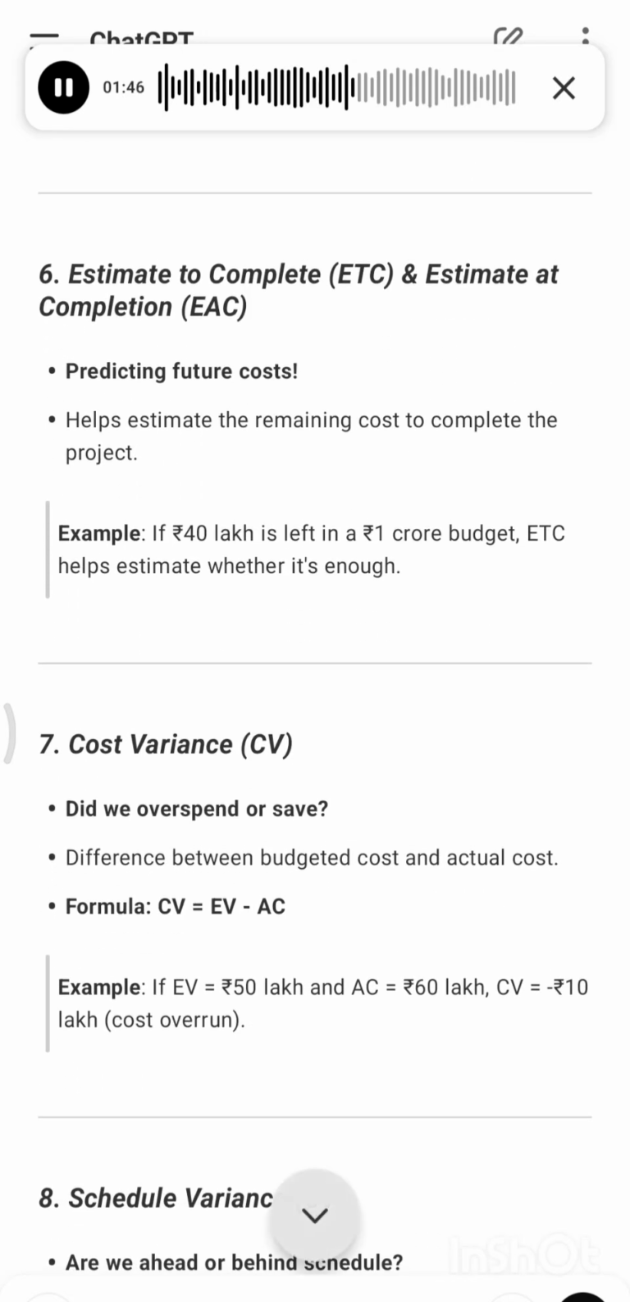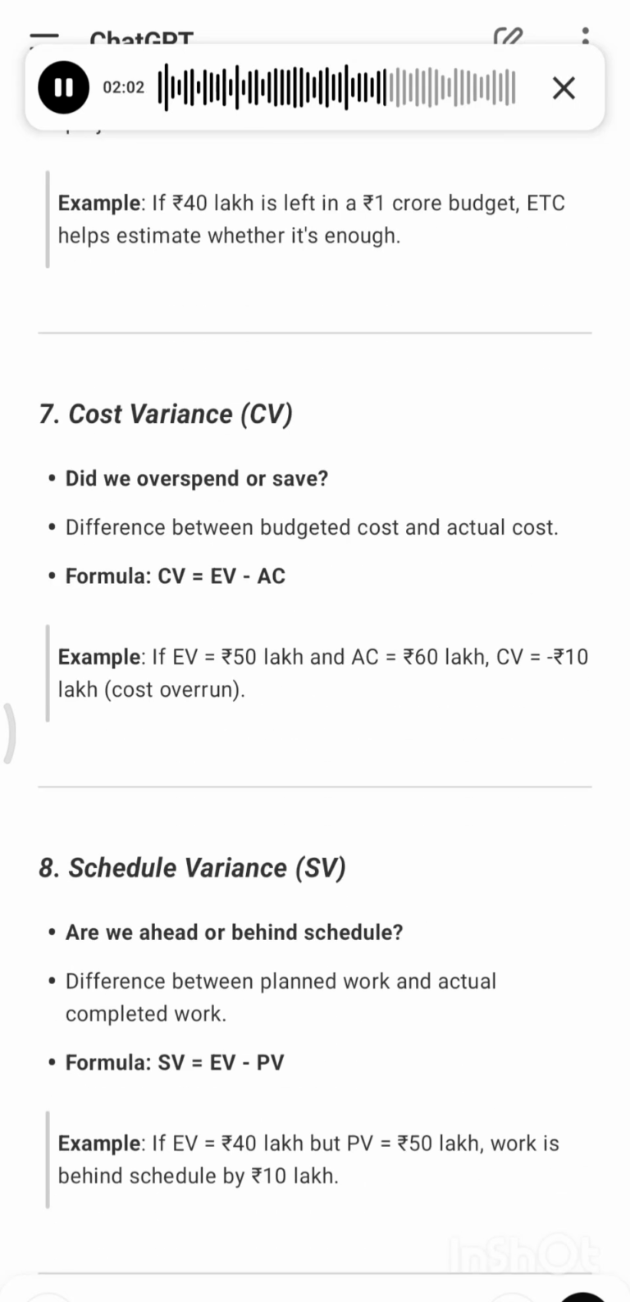7. Cost variance, CV. Did we overspend or save? Difference between budgeted cost and actual cost. Formula, CV equals EV minus AC. Example, if EV equals 50 lakh and AC equals 60 lakh, CV equals minus 10 lakh, cost overrun.